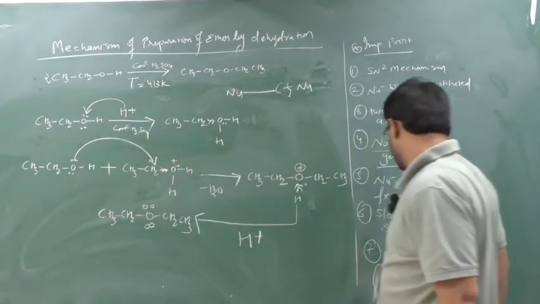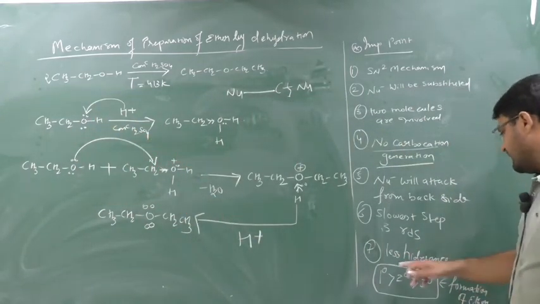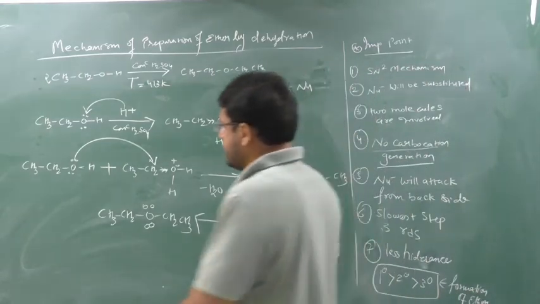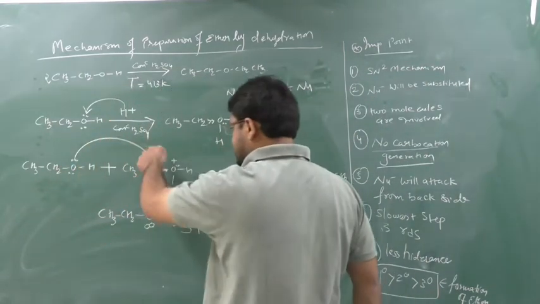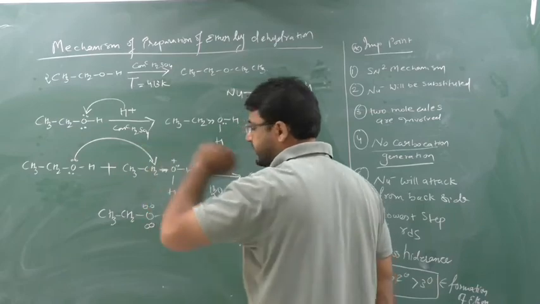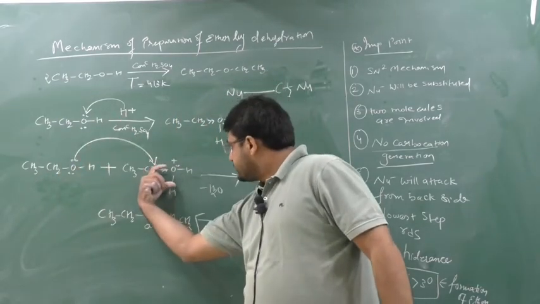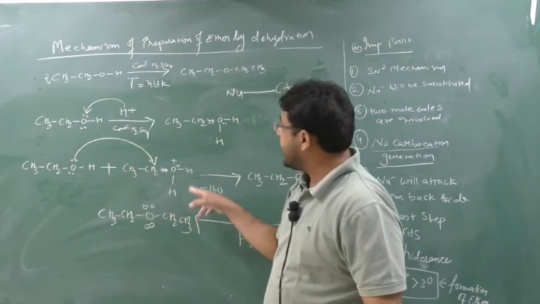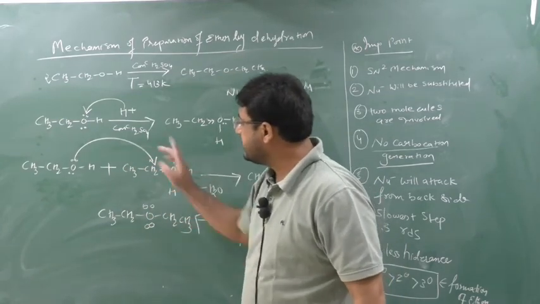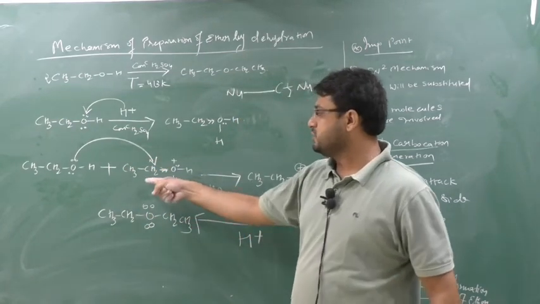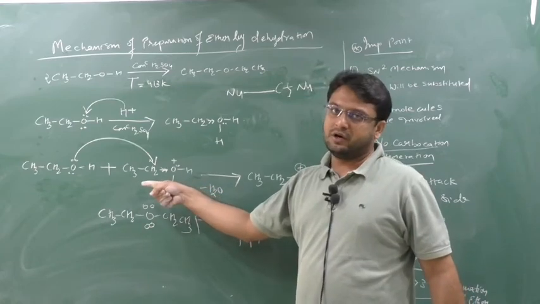Yes or no? The slowest step is the rate determining step, with less hindrance. Now who is attacking? This molecule is attacking this molecule. So the molecule which is attacked should be less hindered. So this is 1 degree, yes or no? And 1 degree alcohol is less hindered.